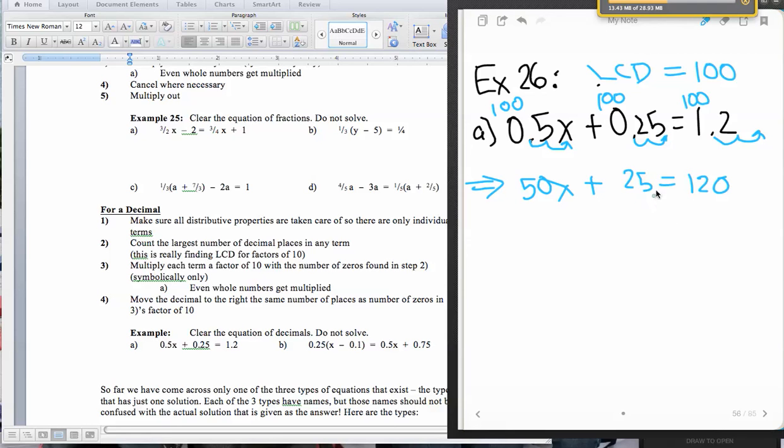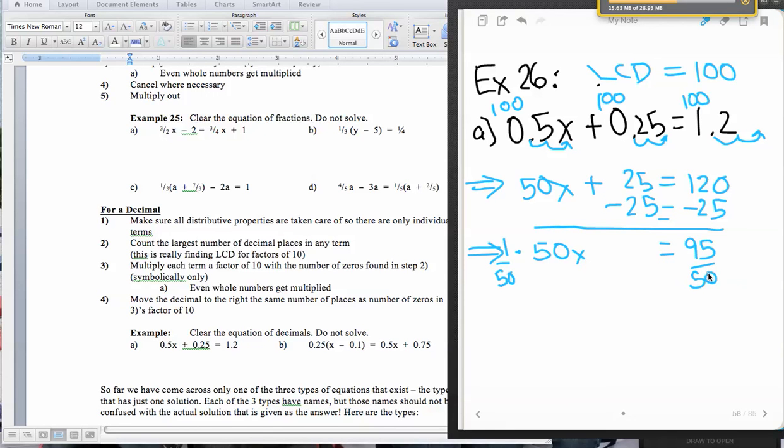We need to move this 25 to this side over here. So minus 25 added to both sides. So negative 25 added to both sides gives me 50x on the left equals 120 minus 25, which gives me 95. And from there, I need to remove the numeric coefficient, so I'm going to multiply by 1/50th, which looks like division because it is.